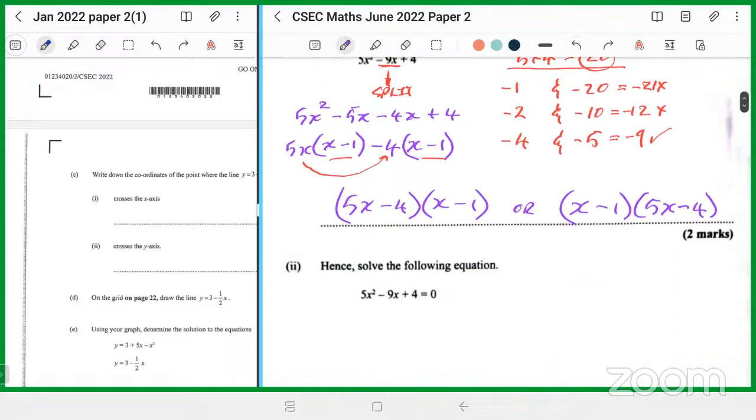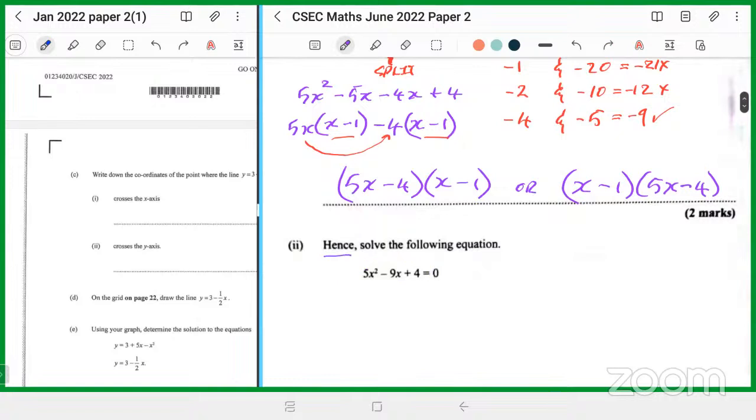Next part down here now, say hence, solve this. The hence means that we must use the factors that we got up here to solve it. That's what the hence means. Use the previous result. Don't go off and try to solve this another way, because the question only said hence. If the question said hence or otherwise, it means that we could have, for example, used the quadratic formula as the otherwise method. But since it says hence, it wants you to use the factors to solve this by factorization. So we're going to use it.